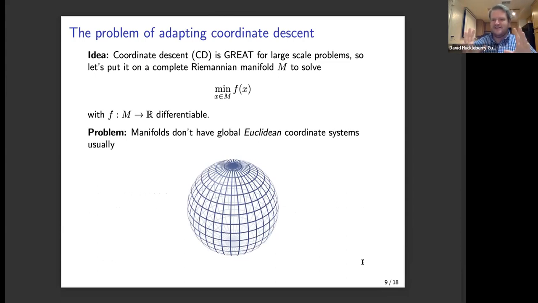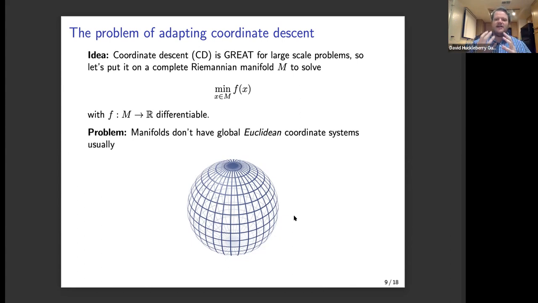So in the Euclidean setting, coordinate descent methods, these block decomposable methods, are fantastic for hyperlarge problems. We absolutely love them because they can make a lot of progress before, say, standard gradient descent can even make a single step. So the question then is, when we're dealing with a hyperlarge dimensional minimization problem, can we adapt coordinate descent to minimization on a manifold? The problem we have is that manifolds don't have global Euclidean coordinate systems. If you think about the sphere here, there's no global coordinate system for a sphere. It is not a Euclidean space. So I can't just naturally port over my coordinate descent method to the sphere by using some sort of intrinsic coordinates on it. I need to be a little bit more clever about the way I adapt it.